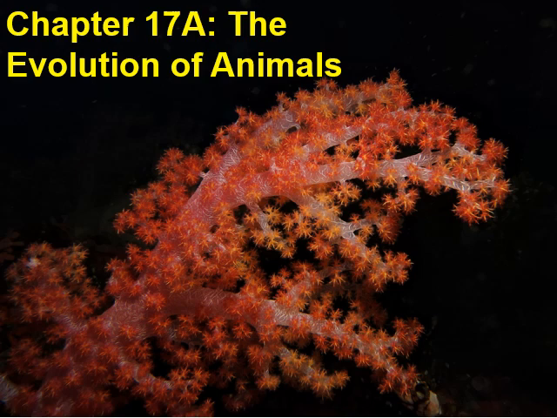This is one of my favorite chapters because I find animals pretty fascinating. They're pretty cool, a pretty diverse group of living things on the planet, and a lot of them do some pretty neat stuff. And a lot of them are very pretty. So for instance, what you're seeing here is a picture of a soft coral, what's known as a Gorgonian. This is a picture I took in Indonesia a few years ago.